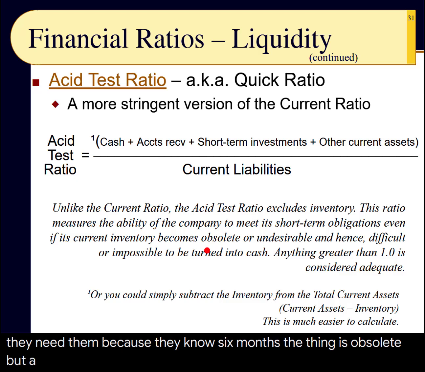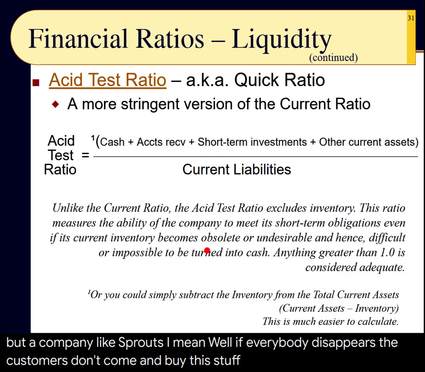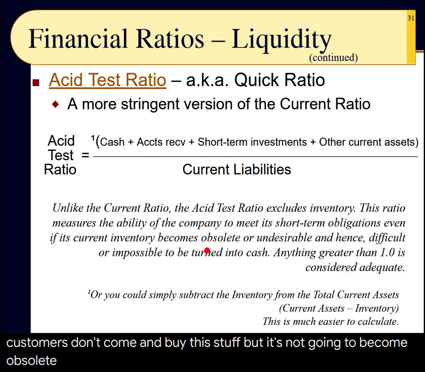But a company like Sprouts, does food become obsolete? Now, it might spoil if everybody disappears and the customers don't come and buy the stuff, but it's not going to become obsolete. And obviously, I don't think Sprouts is worried about this.